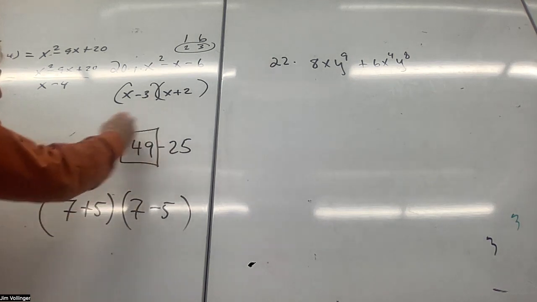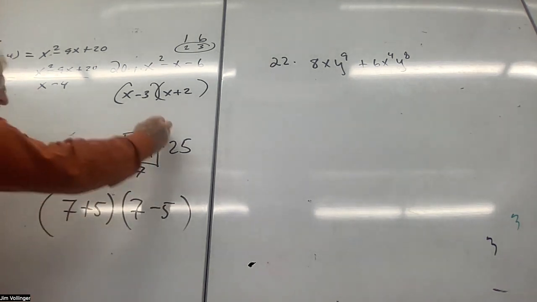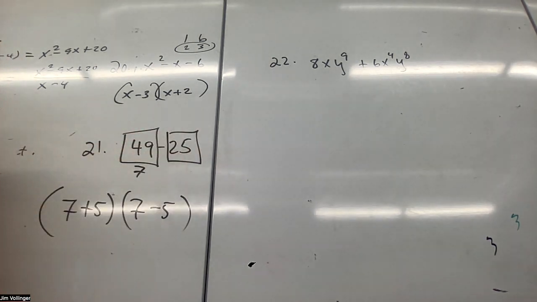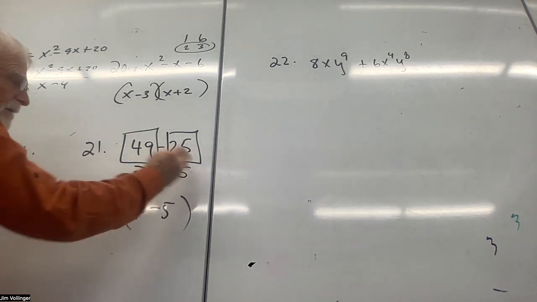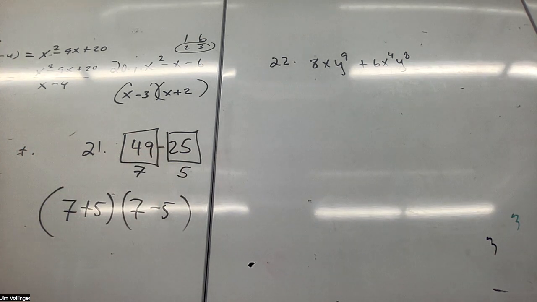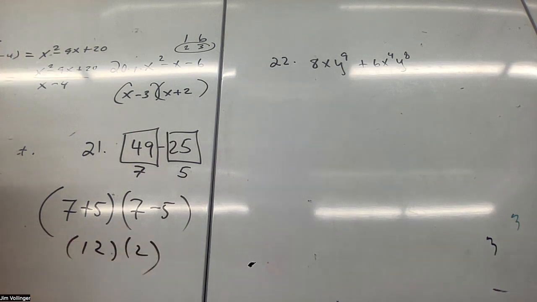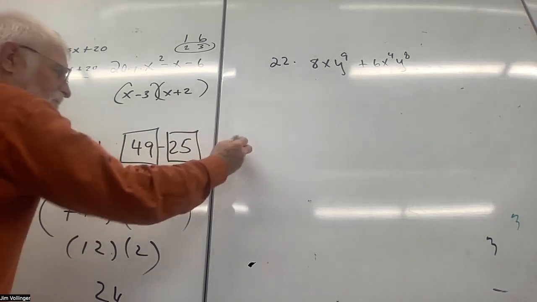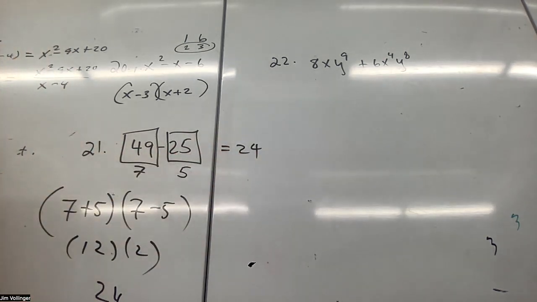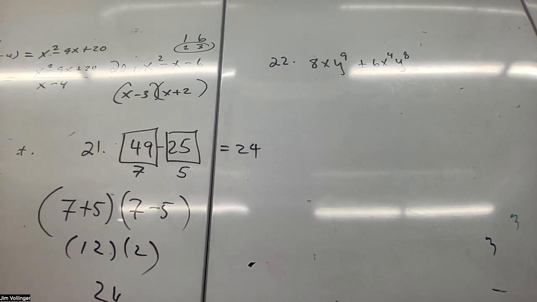Geez, 49 is a square. That's its square root. 25 is a perfect square. That's its square root. I guess I can write it as the sum of the square roots times the difference of the square roots. 7 plus 5 is 12 times 2, 24. And I think 49 minus 25 is 24. I guess I can write it as a difference of 2 squares.